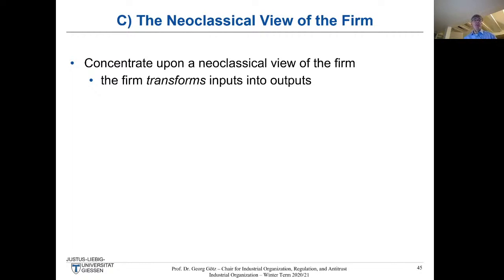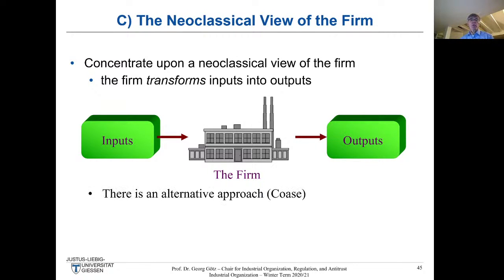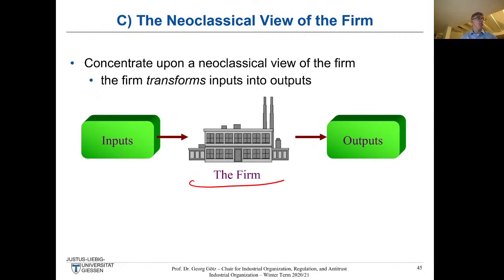Okay, the neoclassical view of the firm. So what we are doing here is we just look into profit maximizing. So we have a very simple view of the firm. That's what I already told you. A firm just uses inputs in order to produce some output. And our firm here is just a black box. We don't look into the interior of a firm. Okay, a firm transforms inputs into outputs, and how that works is described by the production function.